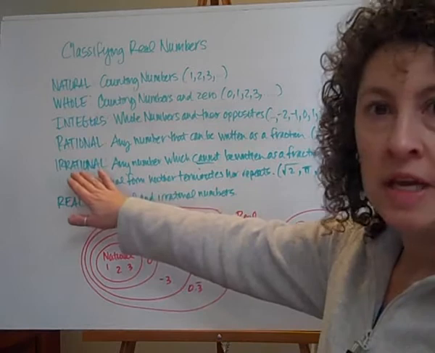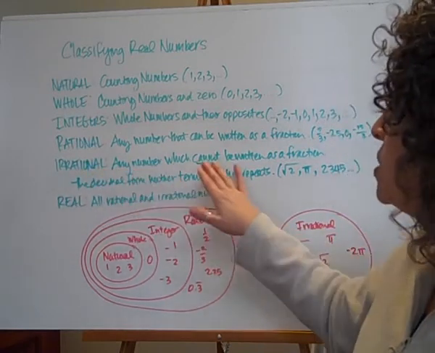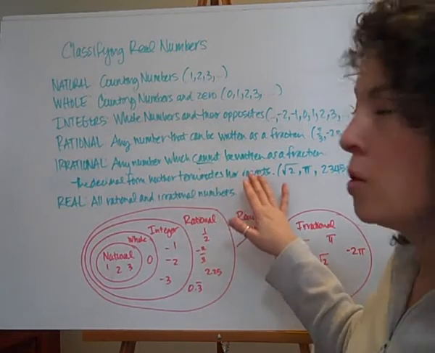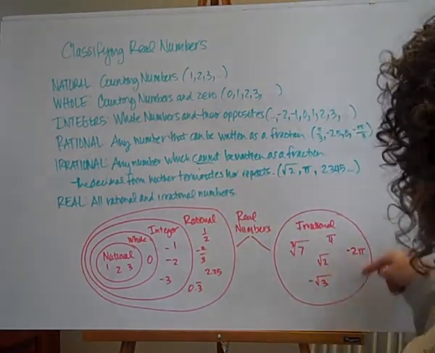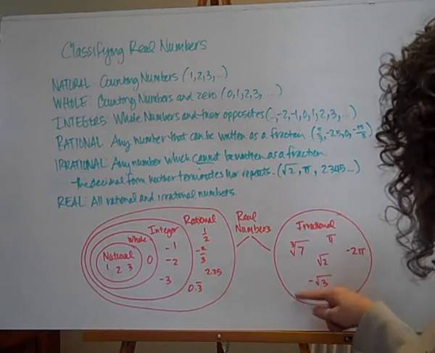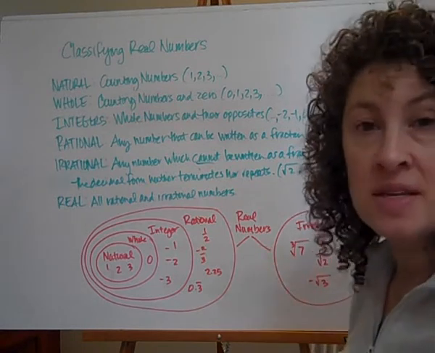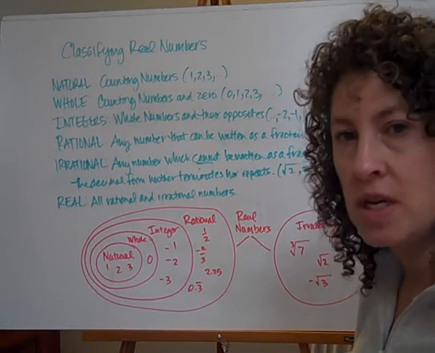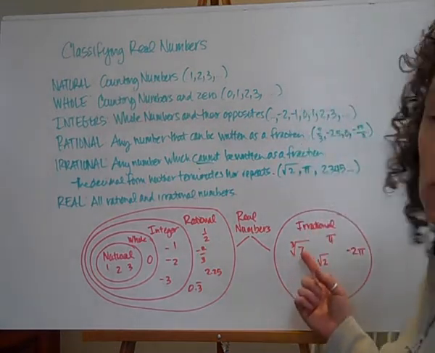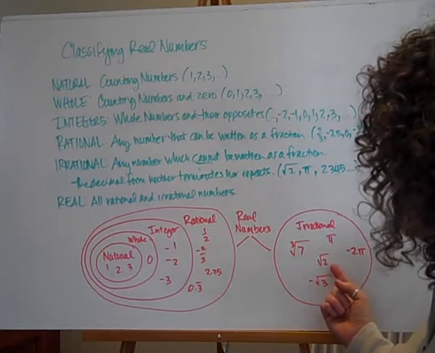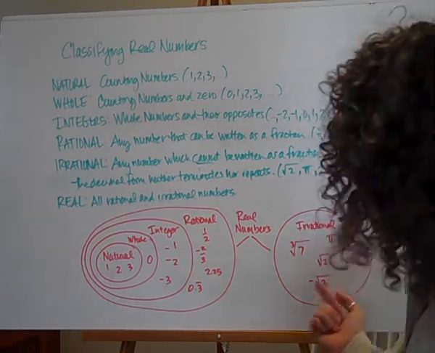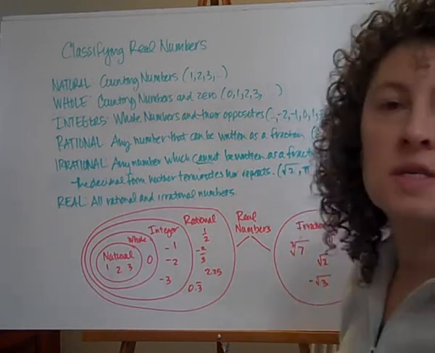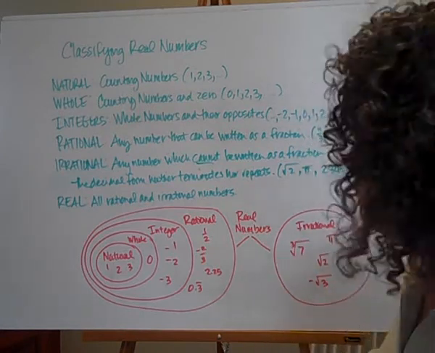Now I also have this group called irrational numbers, which is any number which cannot be written as a fraction. The decimal form neither terminates nor repeats. So I have a few irrational numbers that are over here. You'll see pi in there, and pi does not have a pattern to it, and it never ends. So it's never ending, and it doesn't repeat. So there's no particular pattern to it. Cube root of 7, square root of 3, -2 times pi, the opposite of the square root of 3. A lot of roots tend to be irrational. They tend to be kind of ugly numbers.